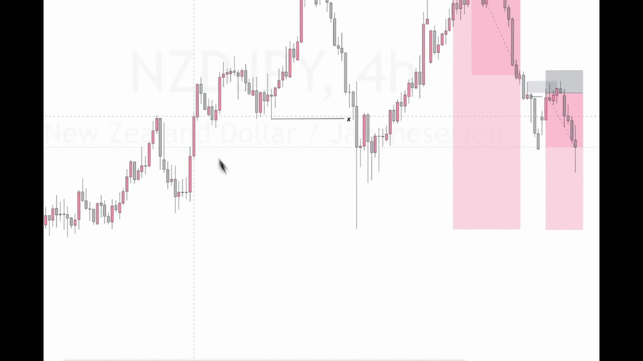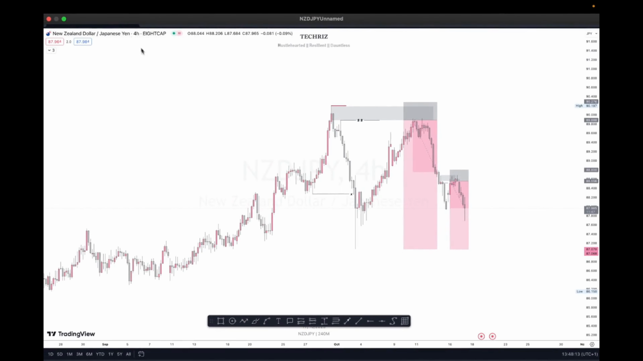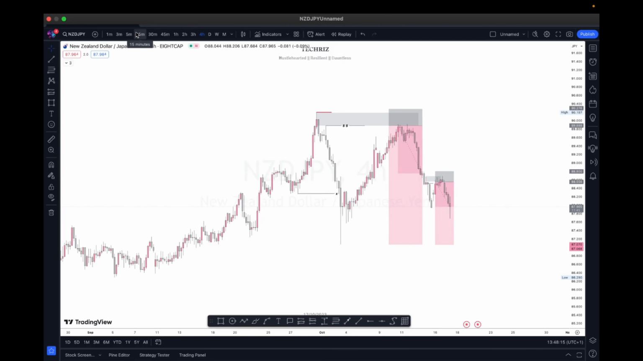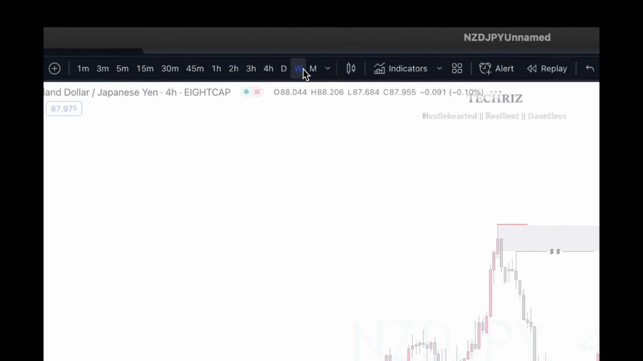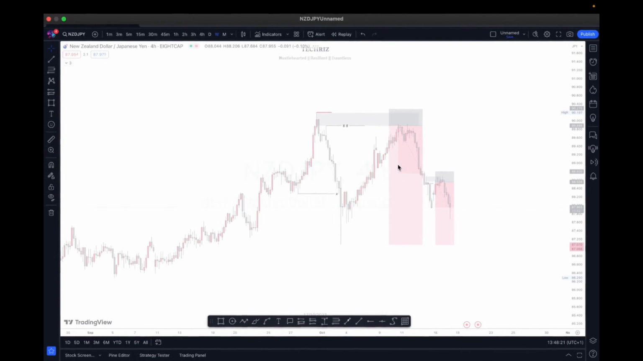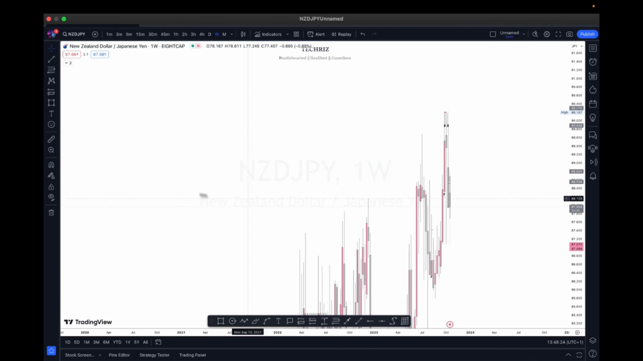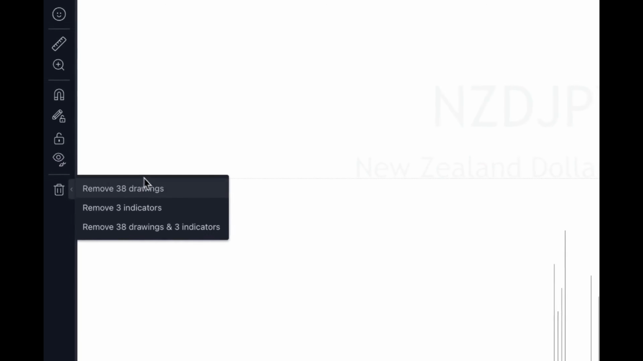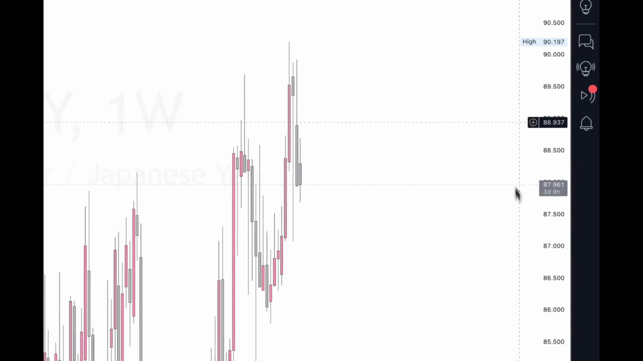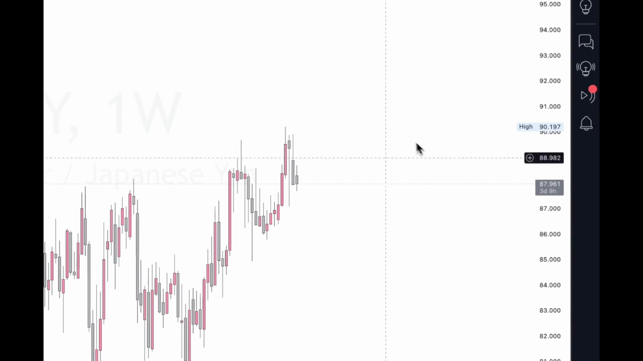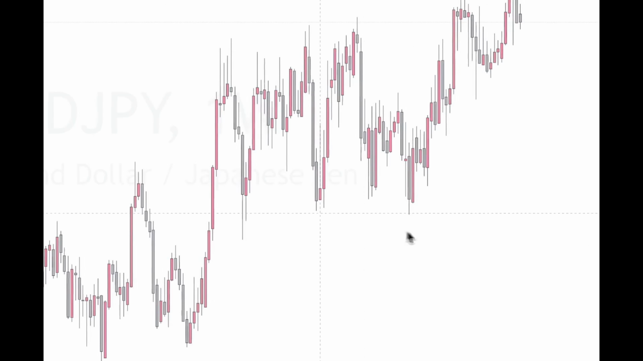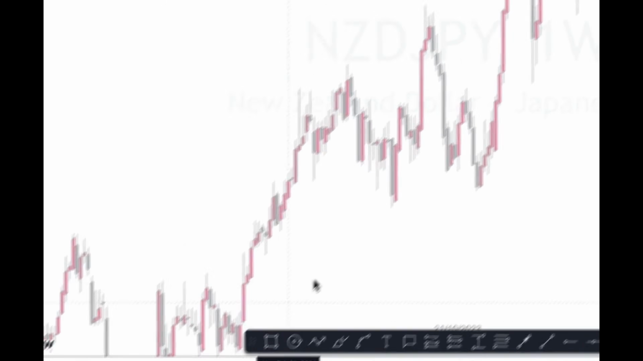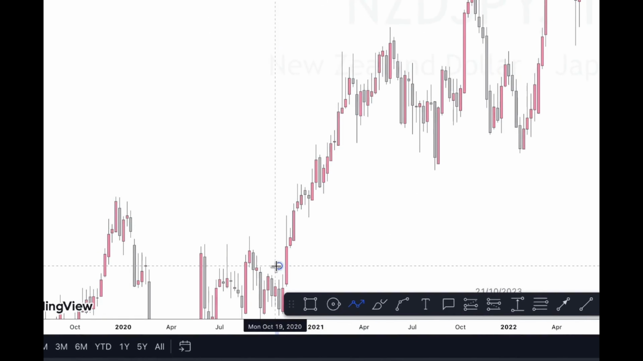I first went to the higher time frame. You first go to the higher time frame and read what the market is doing. Let me clear all the drawings so I can start afresh. All right. Coming to the higher time frame to see what the market is doing, you can say the market is forming higher highs and higher lows.